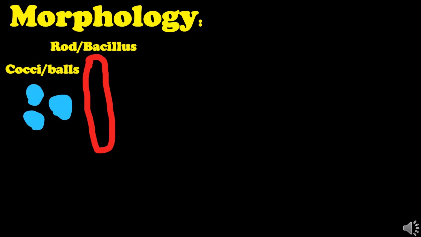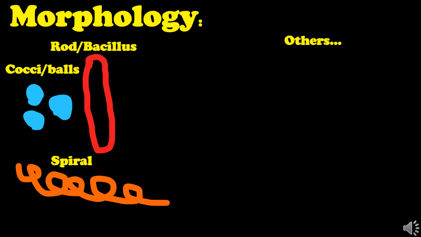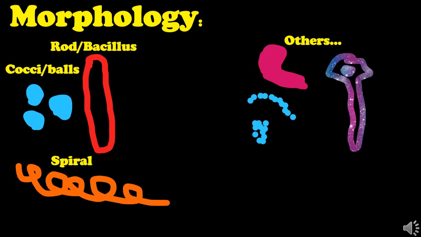General morphology is divided into three. The first is rod or bacillus, the second is cocci or balls, and the third one is spiral. There are subcategories and mixtures of these, like streptococci, staphylococci, if you've ever heard of MRSA, Vibrio, and blastophore, as well as others. But morphology is not only used in identification, but also for naming.